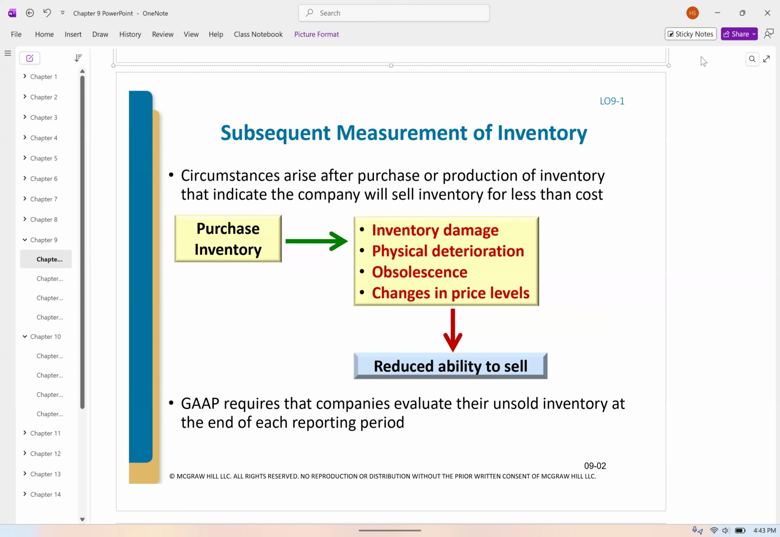It was very common to buy a computer and then that computer be obsolete 6 months to a year later. Things aren't progressing quite as fast now. We've kind of plateaued, so you don't see that quite as much. But if you have computers or iPhones sitting in a warehouse somewhere, not being sold, they will eventually become obsolete. And there can be changes in price levels. All of these things reduce the ability to sell it.